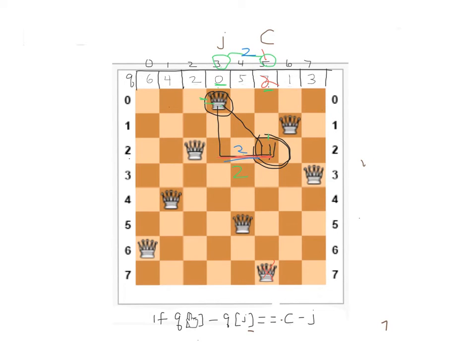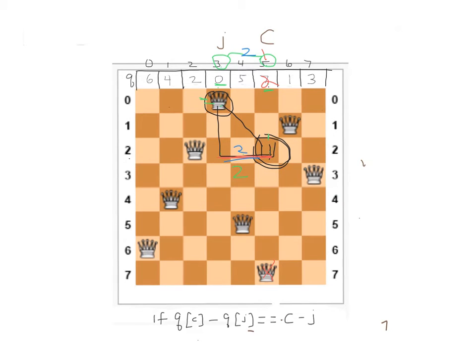So this is the difference in the columns. Now Q sub C is the row that the queen in column C is in. So it's the 2. And Q sub J is the row value of the queen in column J. So Q sub C minus Q sub J is the difference in the rows. So what this is asking is, is the difference in the rows equal to the difference in the columns? And that's what we saw characterized as diagonal. If this is equal to this, then it's a diagonal.